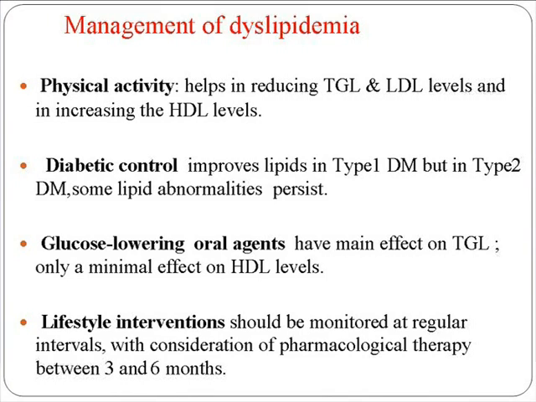While diabetes control improves lipids in type 1 diabetes, in type 2 diabetes some lipid abnormalities still persist. After control of the blood glucose in type 1 diabetic patients, the triglyceride values revert back to normal. The glucose lowering oral drugs have main effects on triglycerides because they reduce the hyperglycemia, but they have minimal effect on the HDL level. Lifestyle modification should be monitored at regular intervals, with consideration of pharmacological therapy between 3 to 6 months after a trial of lifestyle modification.